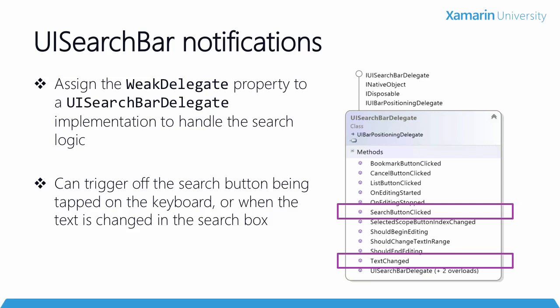Should begin editing is called when the user taps in the search text box before the UI is changed. On editing started is called once the search text box is the first responder and the UI is now showing the entire search bar. On editing stopped is called when the user ends the search. Text changed is called as the user changes the UI text field associated with the search bar. And the search button clicked is called when the user taps the search on the keyboard.